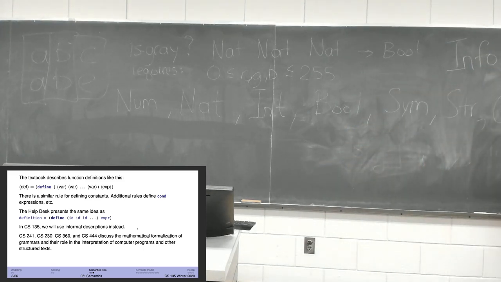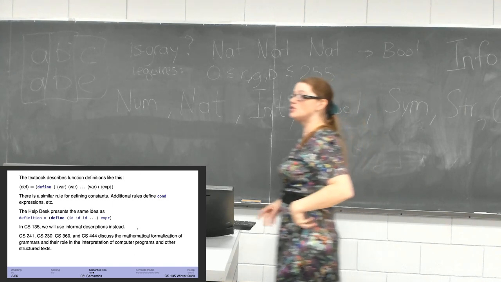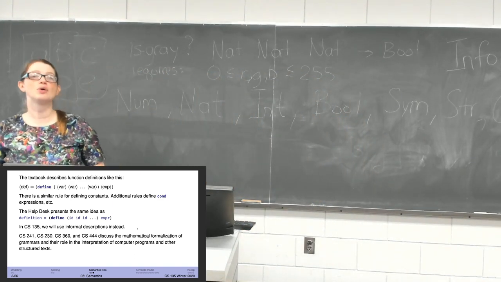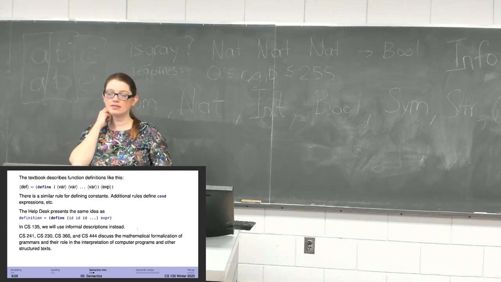The equivalent way, which is done in the actual Racket documentation, is this here. Definition equal to define ID, ID, ID, dot, dot, dot, expression. Where we would have a grammar rule for ID and a grammar rule for expression. That is grammar. And when I introduce new Racket syntax to you, I usually show you one of the grammar rules for it, because I think it's the easiest way to see it.